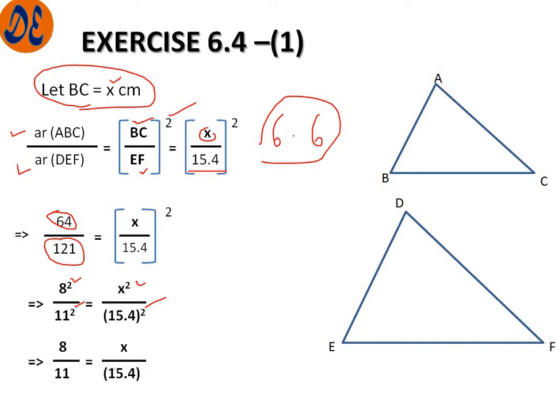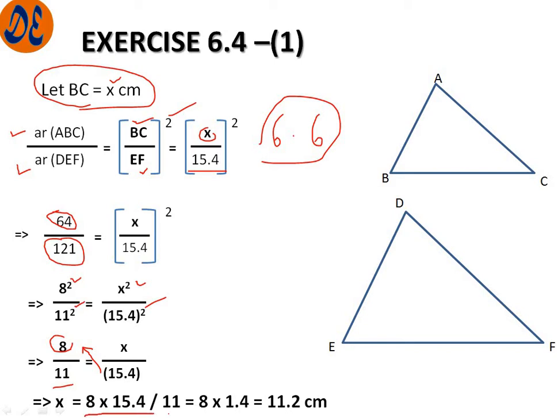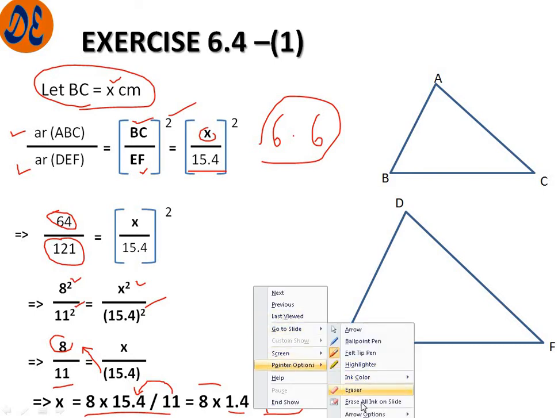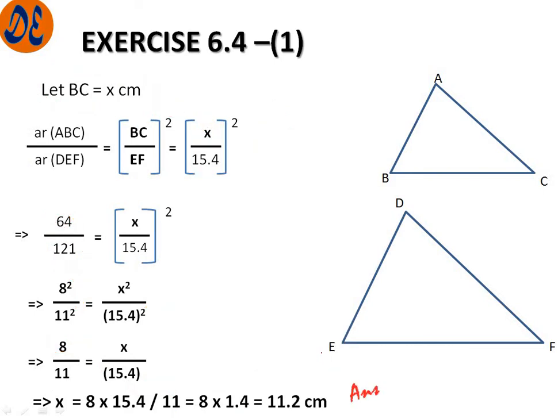So now if we go on solving, what we get? X is equal to 8 multiplied by 15.4 divided by 11. So we are calculating the value. So 11, if we divide 15.4 by 11, we are getting 1.4. So after multiplying, we are getting 11.2 centimeter as the result.